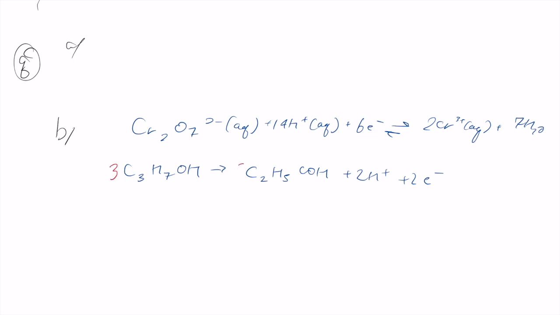So we got 3, 6, and then 6. So this cancels out. The H pluses, so this H plus cancels out. We're left with 8 H plus here. And then we can finally write this out in full. So 3C3H7OH plus Cr2O7 2 minus plus 8H plus, the 6's cancel out.